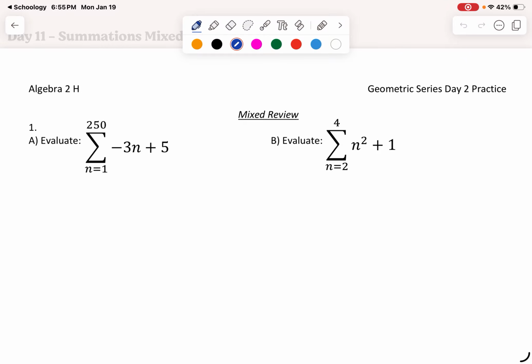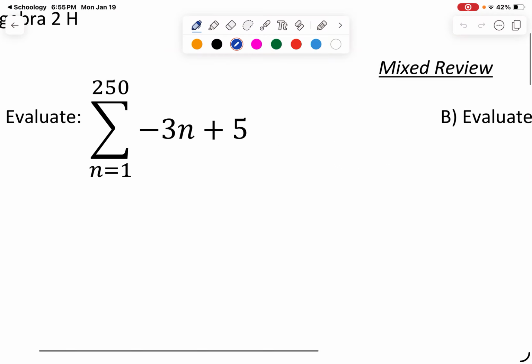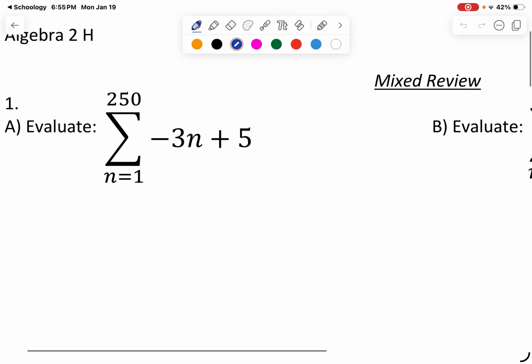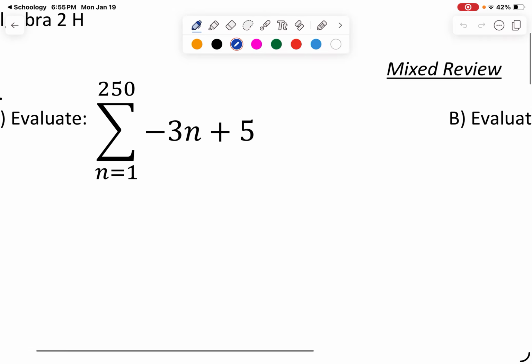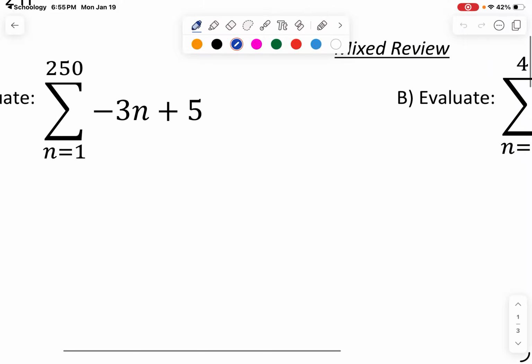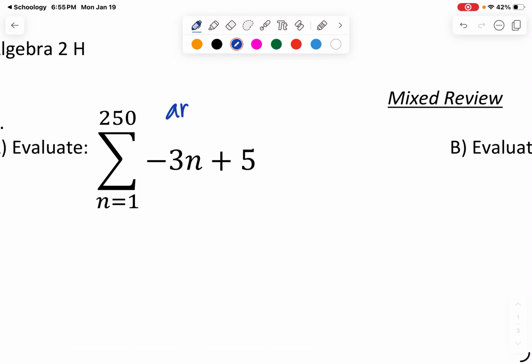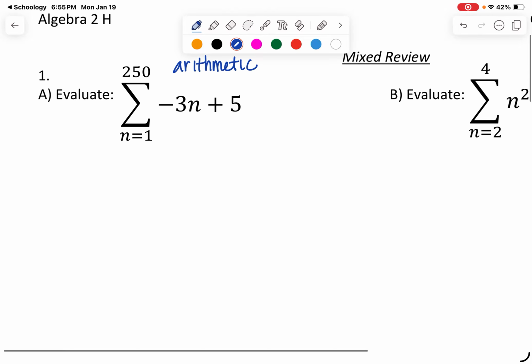Okay, so this first one right here, I need to find the sum. Notice the directions say evaluate, but I know that the sigma means sum. So I need to find the sum of this series. I know that it's the numbers 1 through 250 that have to be plugged in. So there's no way on earth I'm doing this by hand. There must be a formula for it, right? And if you look, this is arithmetic. So we can use a formula.